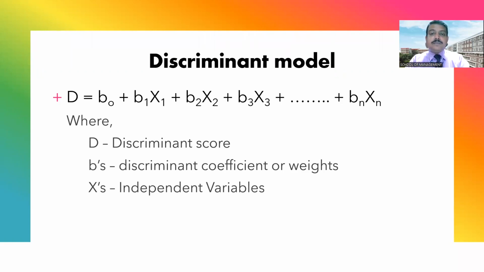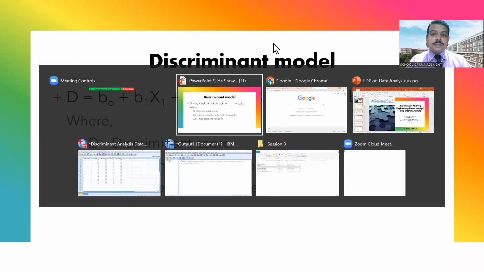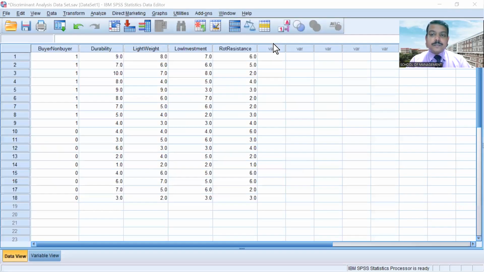So we'll just open that SPSS file which has the data sheet for discriminant analysis. I will quickly explain the data sheet, and then we will see the steps how to run the discriminant analysis in SPSS. So we'll just open SPSS. The file name is discriminant analysis dataset. So you need to open that file.